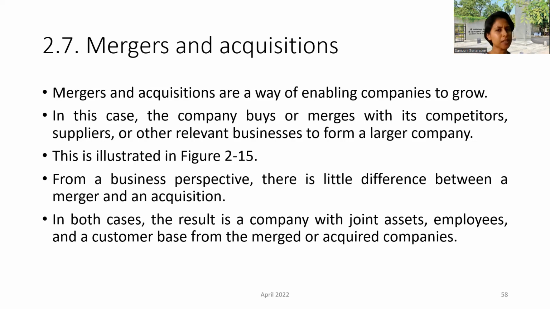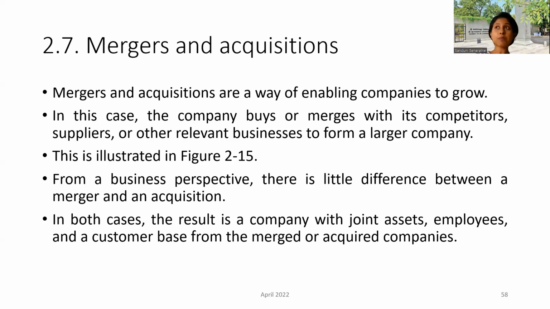So what happens in a merger and acquisition? In this case, the company buys or merges with its competitors, suppliers, or other relevant businesses to form a larger company. So the company has the ability to combine itself with one of its competitors usually, or maybe with another business that is relevant or related to the organization's operations, right?